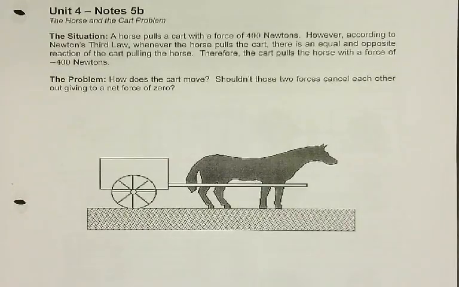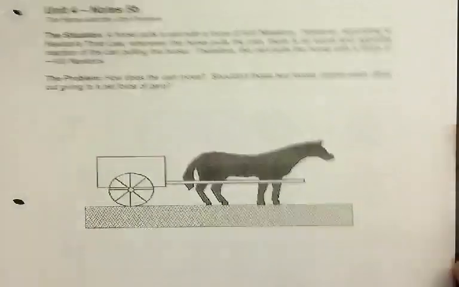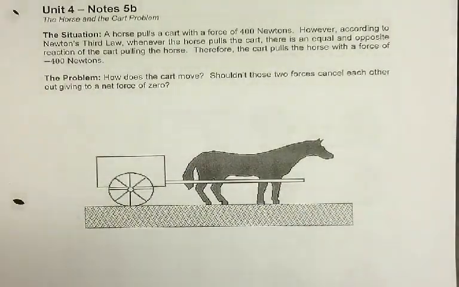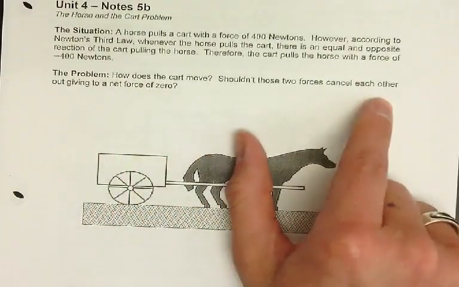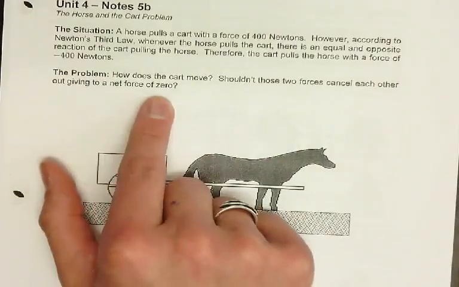Here's the situation. A horse pulls a cart with a force of 400 newtons. However, according to Newton's third law, whenever the horse pulls the cart, there is an equal and opposite reaction of the cart pulling the horse. Therefore, the cart pulls the horse with a force of negative 400 newtons. So here's the problem. How does the cart move? Shouldn't these two forces cancel each other out, giving a net force of 0?